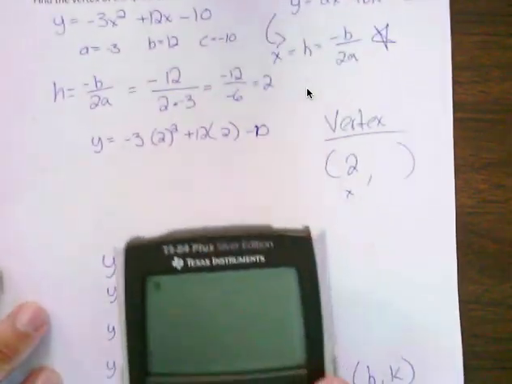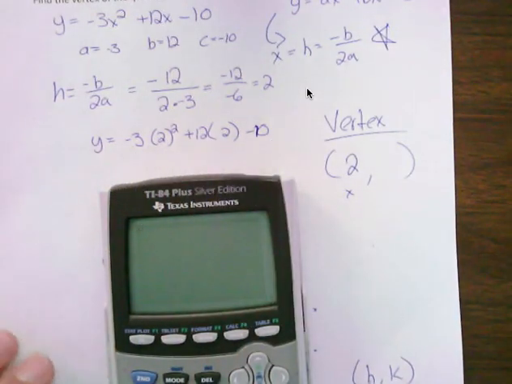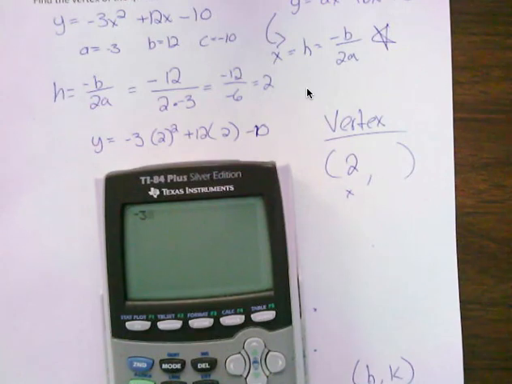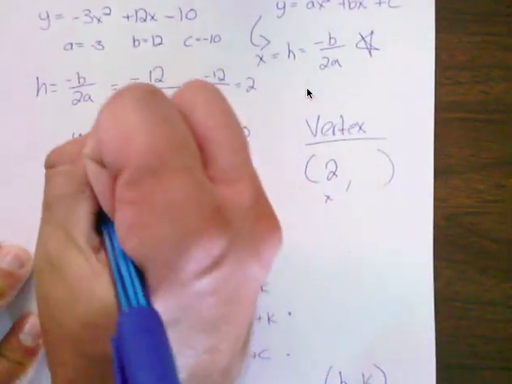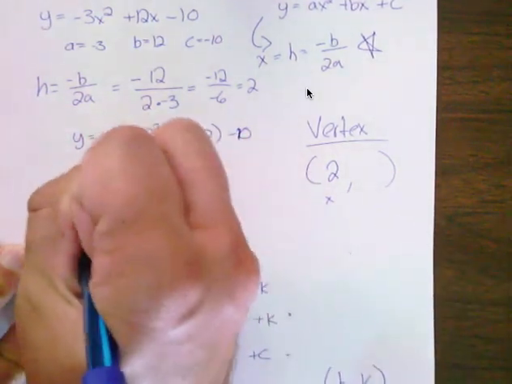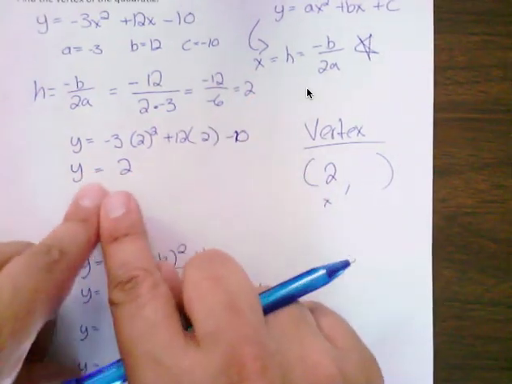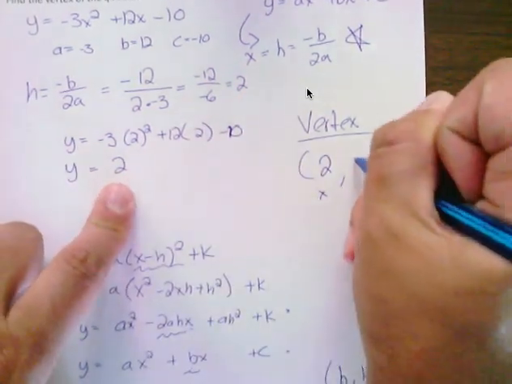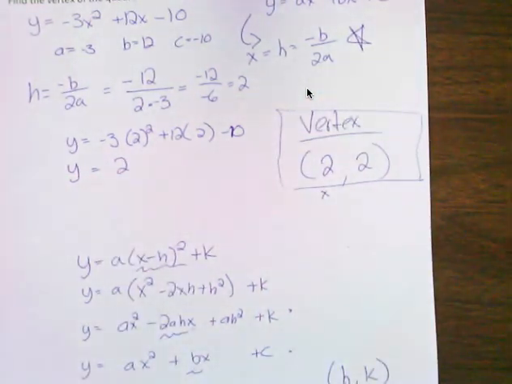A quick and safe way is, since my class is allowed to use a calculator, if you type this in just as you see it in a calculator, it's going to handle everything for you. So I'm going to type in negative 3, parentheses 2, parentheses, squared, plus 12, parentheses 2, parentheses, minus 10. When I type that all in, I get it simplified, so this entire right side is just 2. The left side is still y. So I found the x value earlier is 2, and it just so happens the y value of my vertex is also 2. So the vertex is 2, 2.